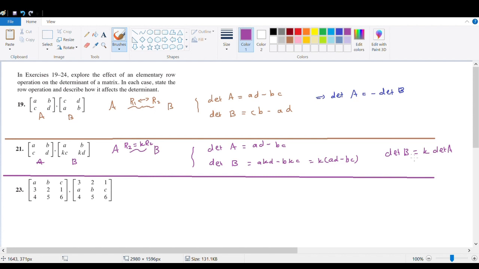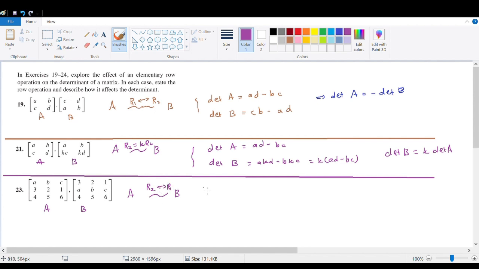Now let us see the third one, which is 23. We have A, B, C, 3, 2, 1, 4, 5, 6. This one is 3, 2, 1. That means we interchange between row 1 and row 2. So if we say this one is A, this one is B, if A goes to B, then the row operation we did here is interchange between row 2 and row 1.